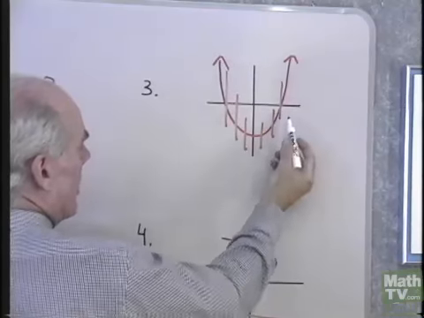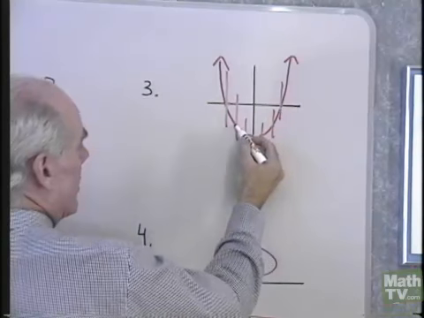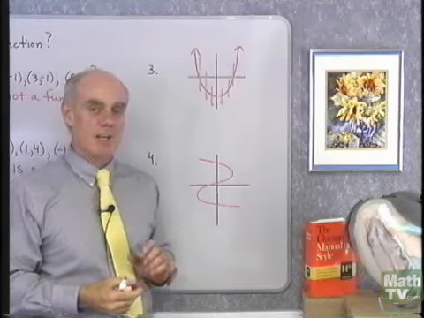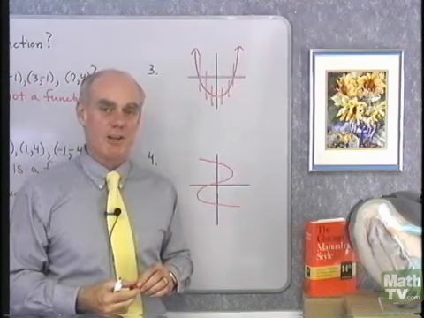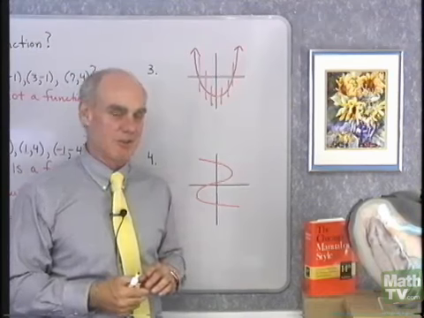And as you can see, no matter where I draw a vertical line here, it's only going to cross this graph in one place. Then I know that I have the graph of a function. If, on the other hand, I can find a vertical line that crosses the graph in more than one spot, then I know the graph is not the graph of a function.